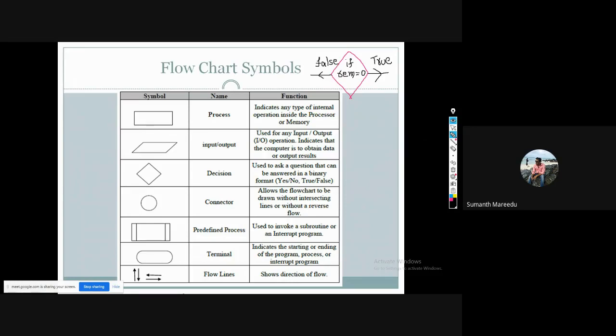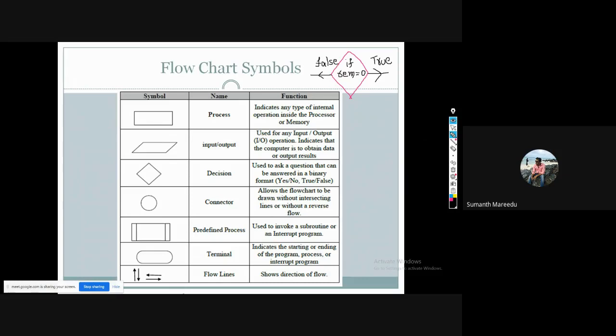So based on the result of that, you will make a decision, to display that the number is even, or to display that the number is odd. On what basis are you saying them as even or odd? On the basis of this remainder.